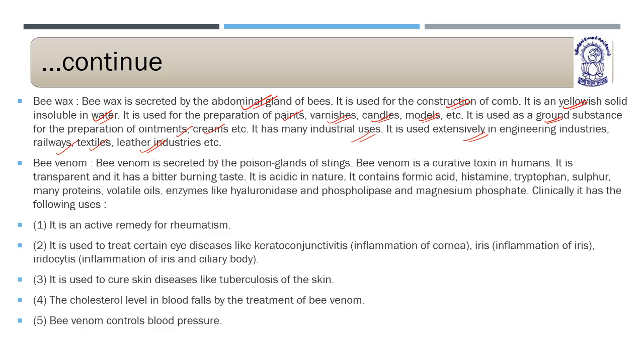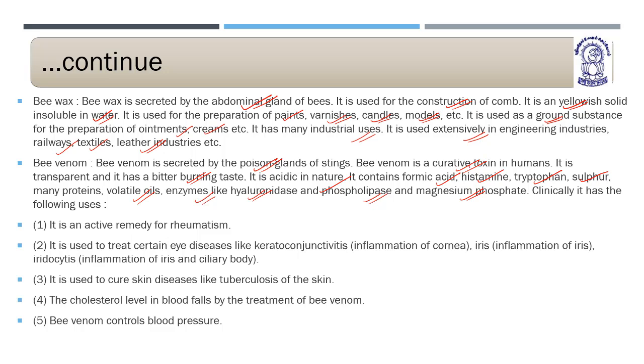Bee venom. Bee venom is secreted by the poison glands of the stings. Bee venom is a curative toxin in humans. It is transparent and it has a bitter, burning taste. It is acidic in nature. It contains formic acid, histamine, tryptophan, sulfur, many proteins, volatile oils, enzymes like hyaluronidase, phospholipase, and magnesium phosphate.